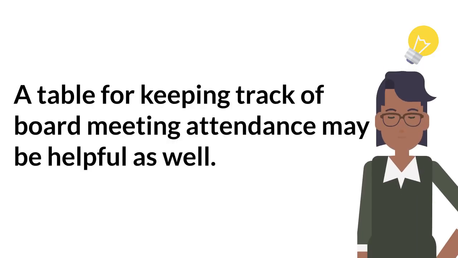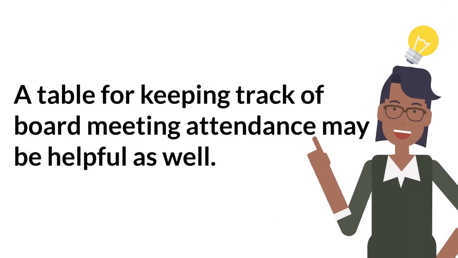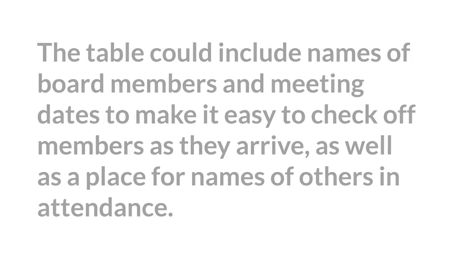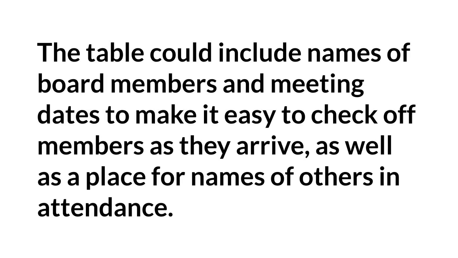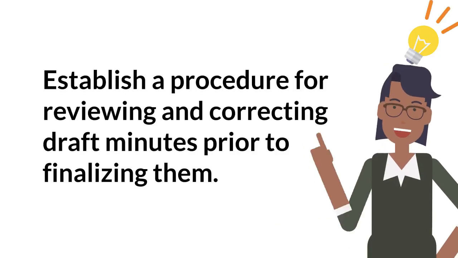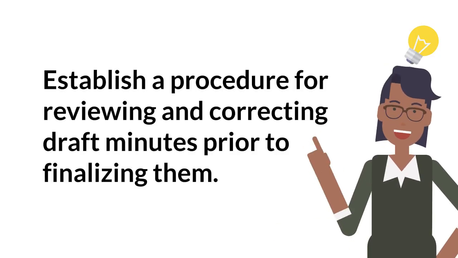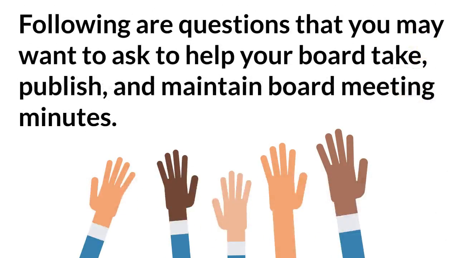A table for keeping track of board meeting attendance may be helpful as well. The table could include names of board members and meeting dates to make it easy to check off members as they arrive, as well as a place for names of others in attendance. Establish a procedure for reviewing and correcting draft minutes prior to finalizing them. Following are questions that you may want to ask to help your board take, publish, and maintain board meeting minutes.